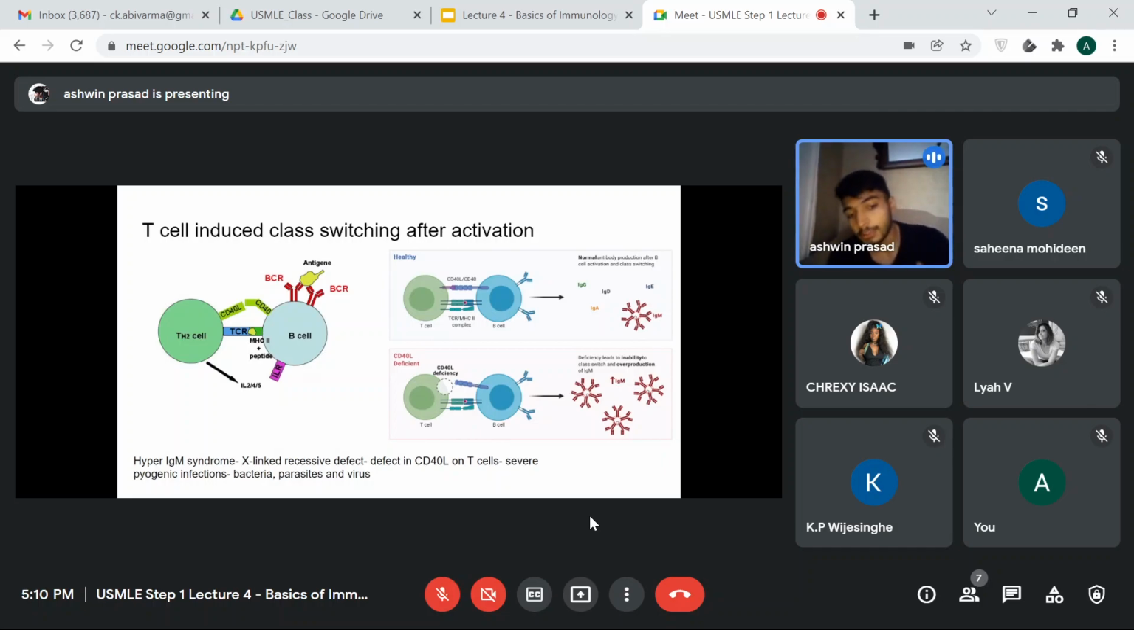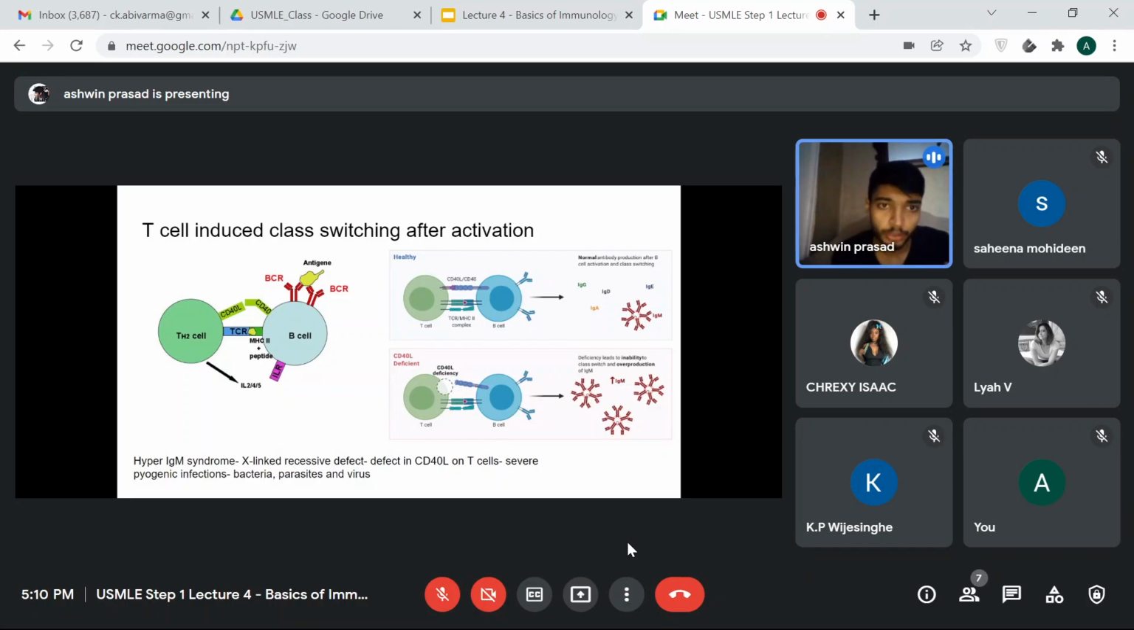So hyper IgM syndrome is an X-linked recessive condition, which is also something you have to remember, because the gene that codes for the CD40 ligand is on the X chromosome. So because it's on the X chromosome, it's an X-linked defect. And in this defect, because of the lack of CD40 ligand, the T helper cell cannot give the second signal to the B cell to convert their production of immunoglobulin from IgM to something more specific. And hence, they cannot fight a lot of infections caused by parasites, viruses, and bacteria that require a different type of immunoglobulin.